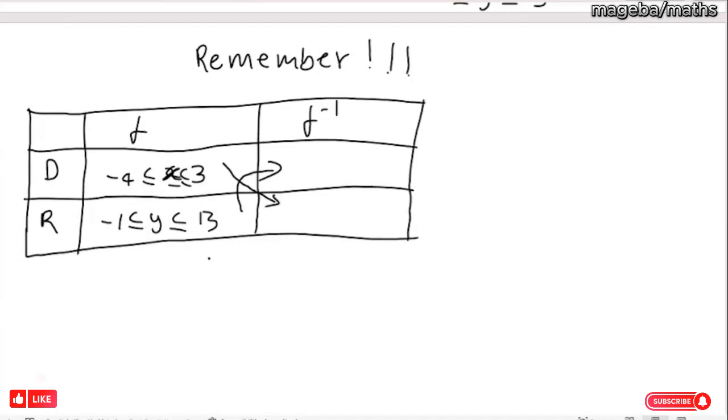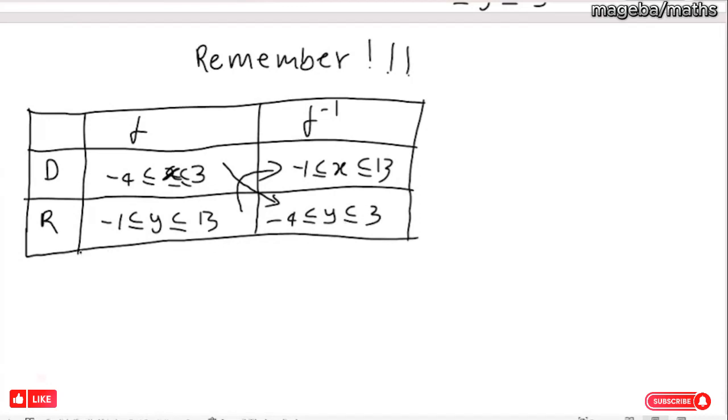I hope you see this one. So now the range, or the domain of the inverse, it's going to be -1, but remember now we are looking for the x values because it's a domain. So it's going to be x, and then less than or equal to 13. And now finding the range is in terms of y, so it's going to be y, which is going to be less than or equal to, and also less than or equal to, but it's going to be -4 and 3.